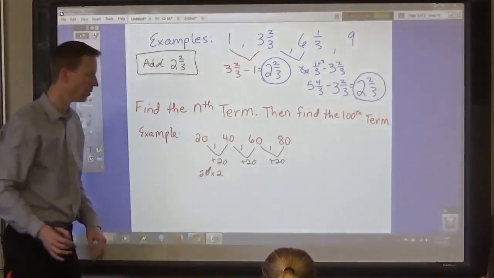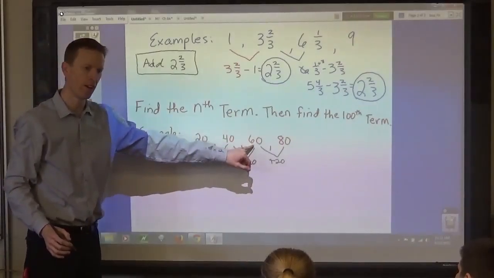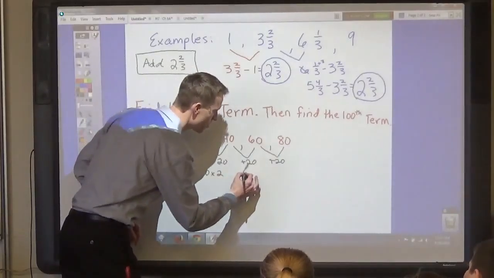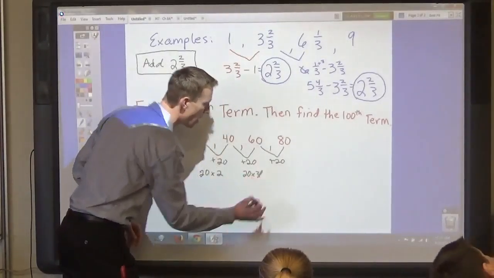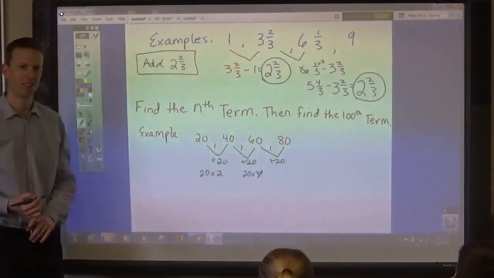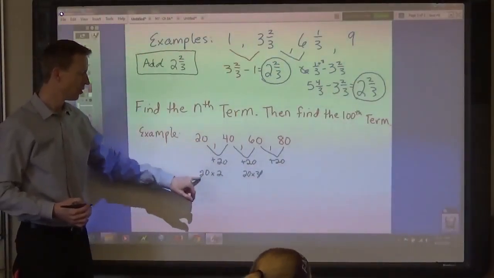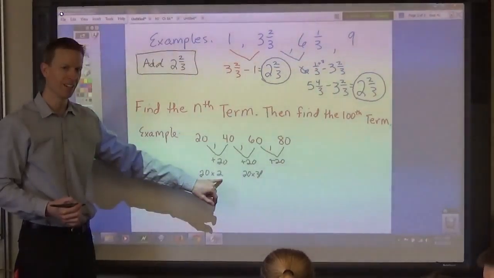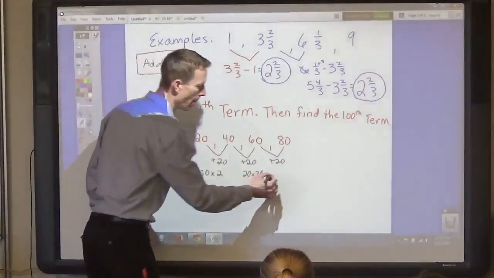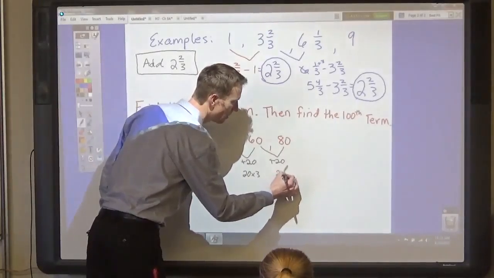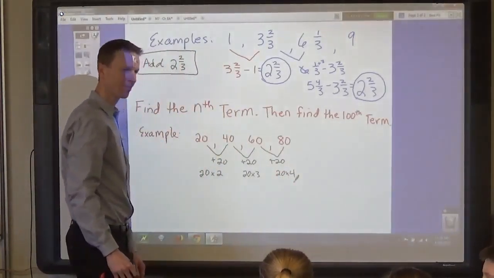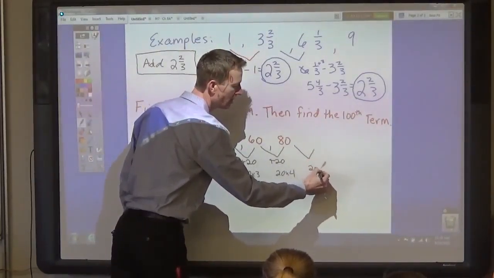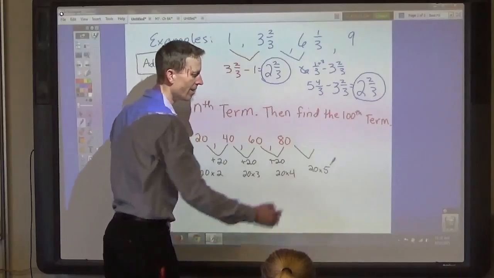20 times 2. How could we get this one? 20 times 3. What is the other pattern here? Multiplication. 20 times a number, right? Add 1 every time. Yeah, 20 times 4. How would we get this? 20 times 5, right? Yeah.